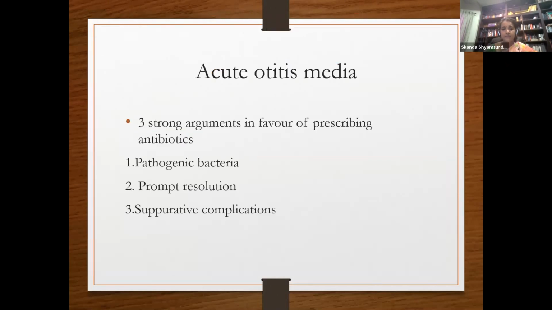Acute otitis media. Once acute otitis media is confirmed, we are going to give antibiotics. There is no role for waiting and watching unless you are uncertain about the diagnosis.